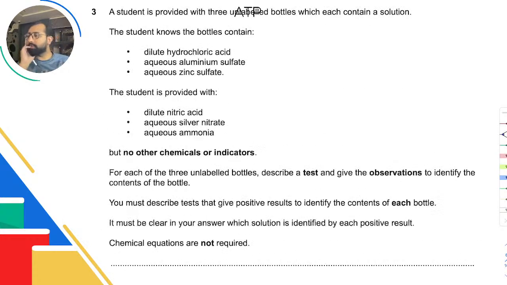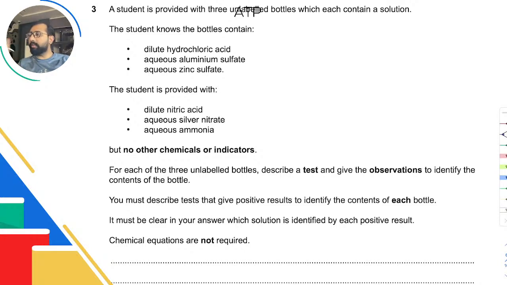Okay, question number 3. A student is provided with 3 unlabeled bottles, each container containing a solution. So this is an experimental design question. The student knows what the bottles contain.